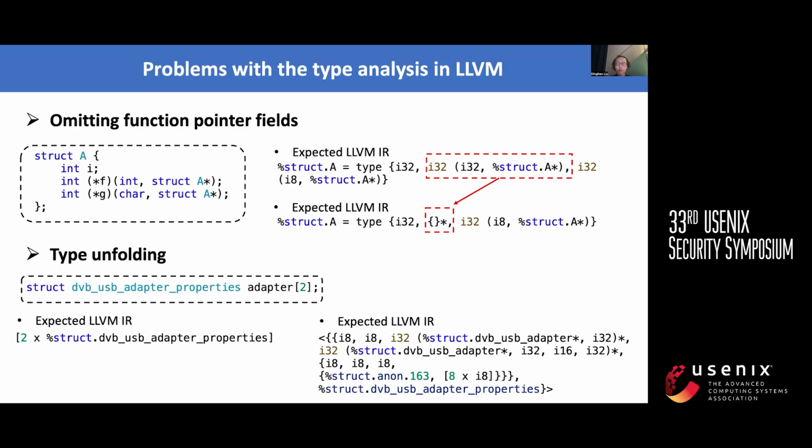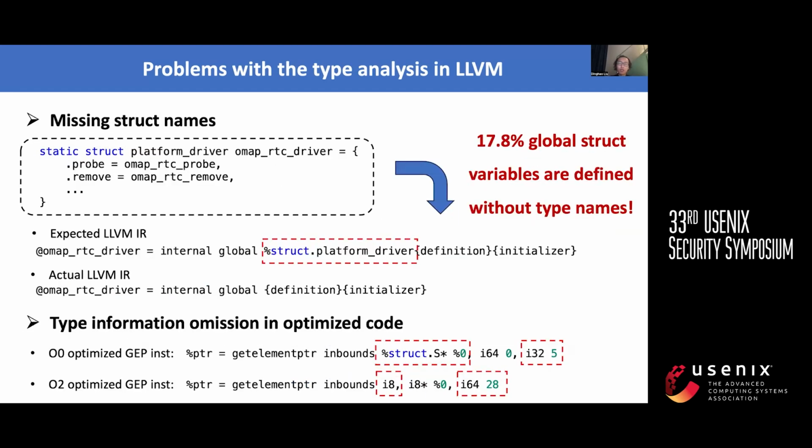So what is a broken type? We found 4 patterns where types in LLVM IR are inconsistent with the source code, including omitting function pointer types. We can see in the example, the function pointer field of struct A is replaced by a void pointer type. Another thing is that the field of a structure may be partially unfolded. We also found that the name of structure types and the type information in the optimized LLVM GEP instruction could be missed.